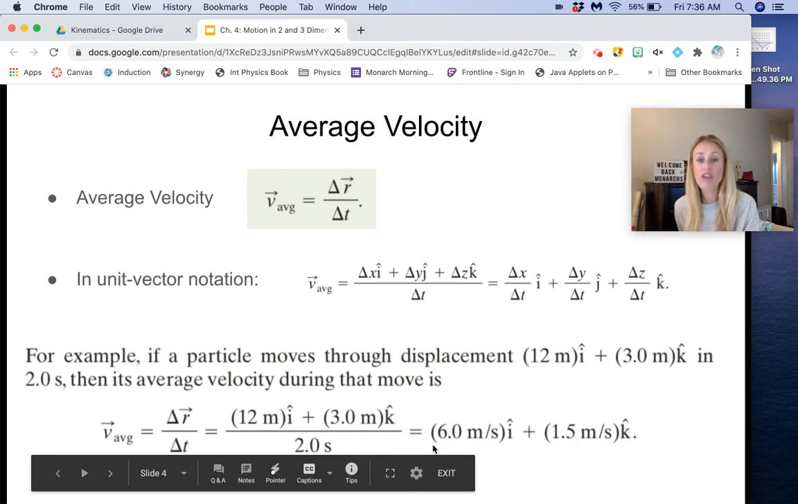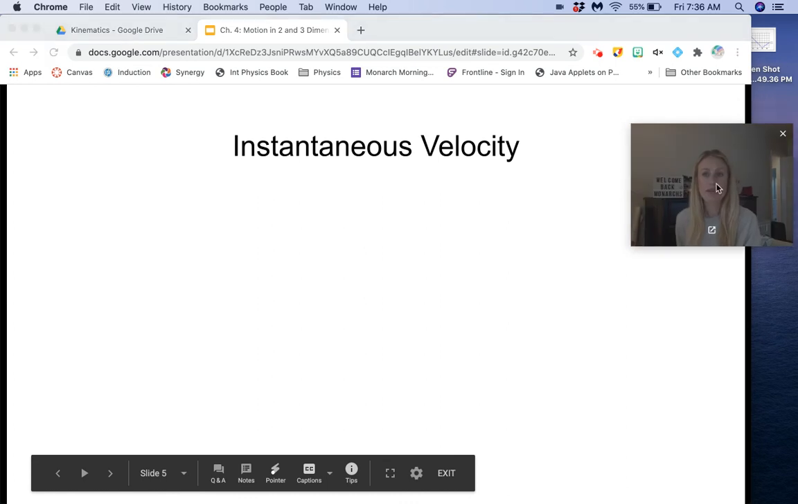So with our velocity vector, we have both an x component of velocity and a z component of velocity. You could then find your magnitude of velocity by putting these into the Pythagorean theorem and then also find the angle as well. All right, remember these i hat, k hat, j hat, those unit vectors are just giving direction. That's all they're doing.